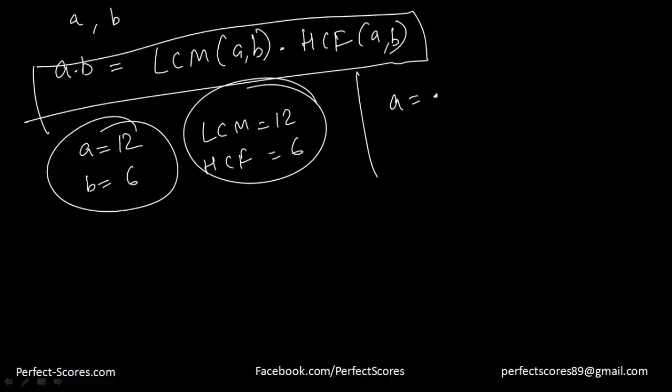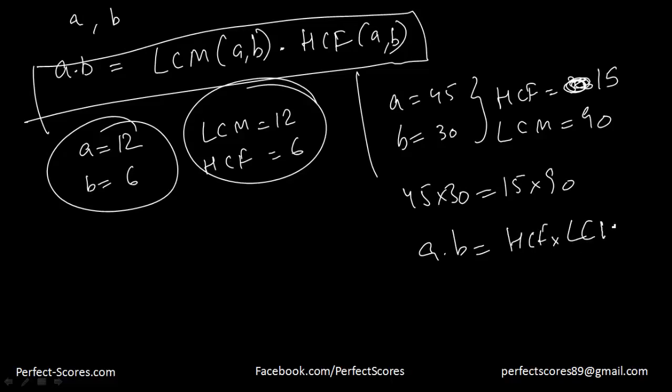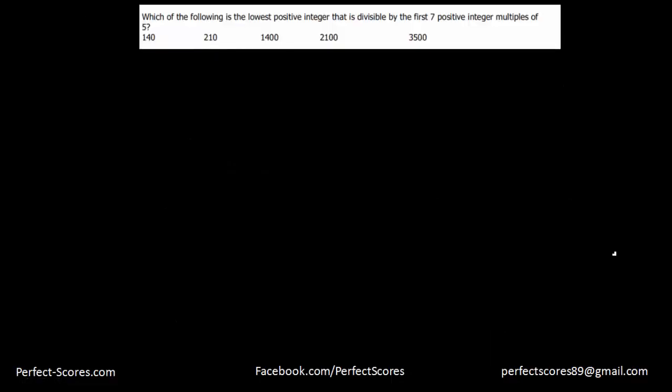Let's pick up another example. Let's suppose the two numbers are 45 and 30. So the HCF of these numbers is 30, no, it's not 30, I'm sorry, the HCF of these numbers is 15, and the LCM of these numbers, if you calculate, is going to come out to be 90. So you can see 45 into 30 is equal to 15 into 90. That is, the product of two numbers is equal to the HCF times the LCM of these two numbers. Fine. So suppose you're getting my point over here, guys. Now let's go ahead and solve some questions on it, so that it's much more clear to you.